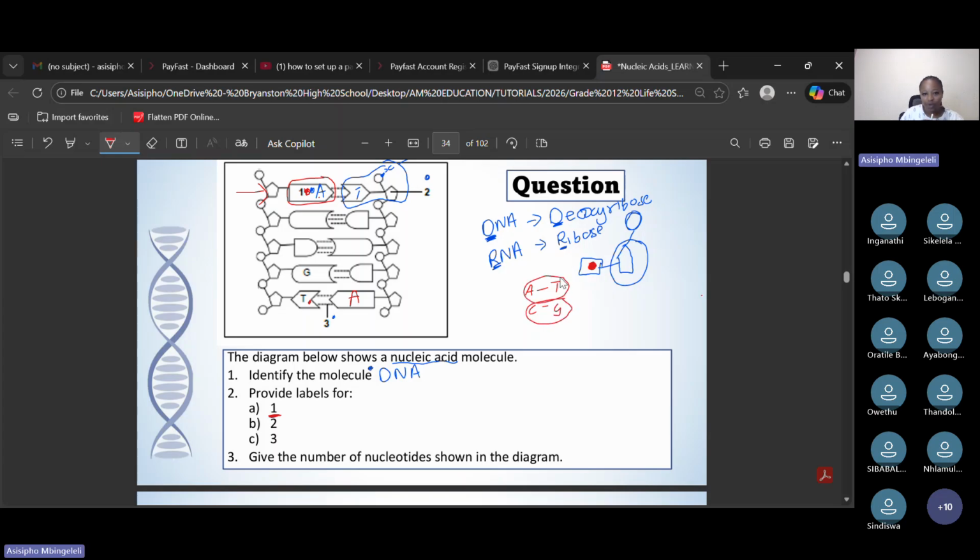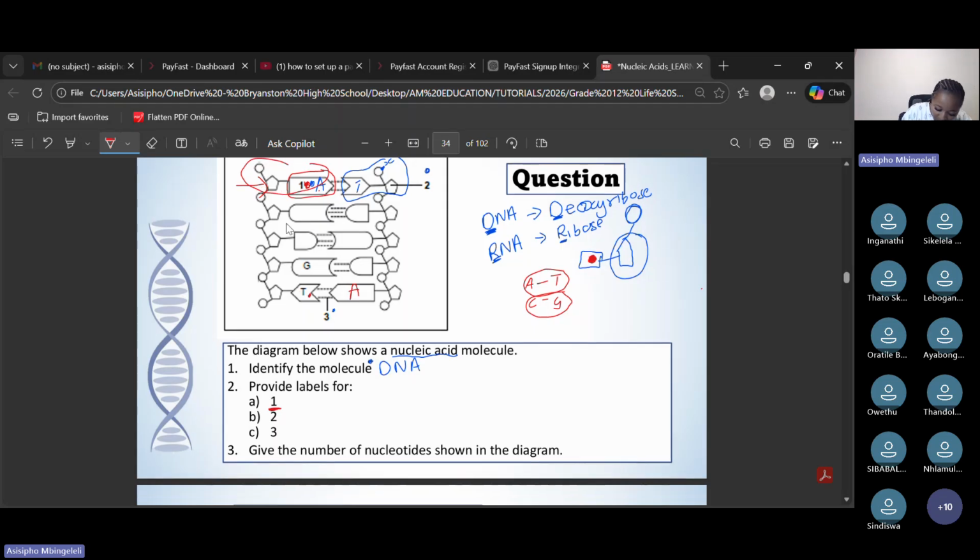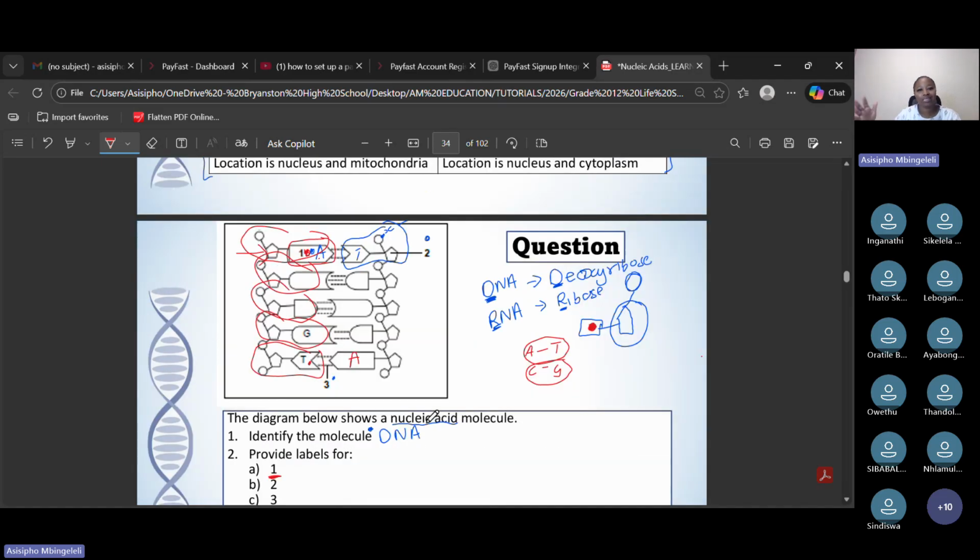Thank you, ma'am. All right, so definitely we do have 10 nucleotides. We can count them: 1, 2, 3, 4, 5 on this side, and obviously 5 on the other side. We didn't even have to count them like that, because each nucleotide contains 1 base. So if you count the bases, it will give you the number of nucleotides.